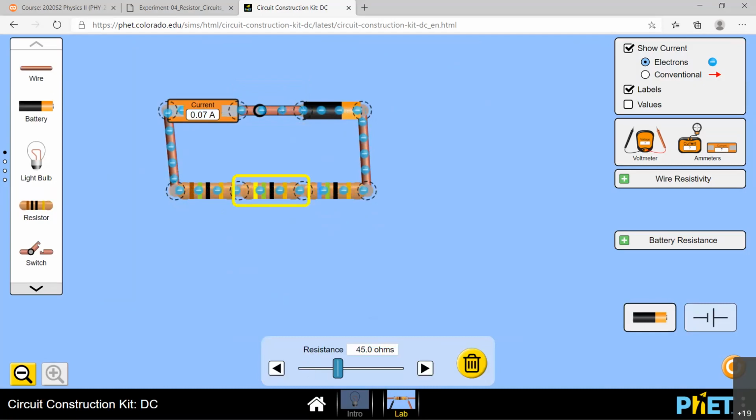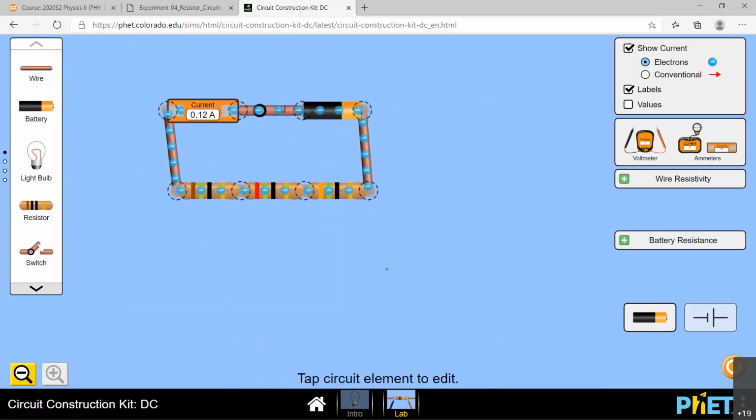Okay, let's change these values a little bit to lower values to see how much the current is. Let's change this one into 25 and let's change this one into 35. Okay, now you can see current is fairly larger. Now it is 0.12. It's still very small, right? 0.12 amps.